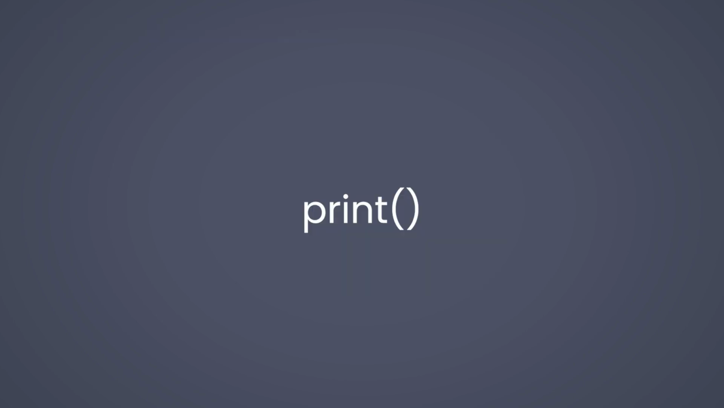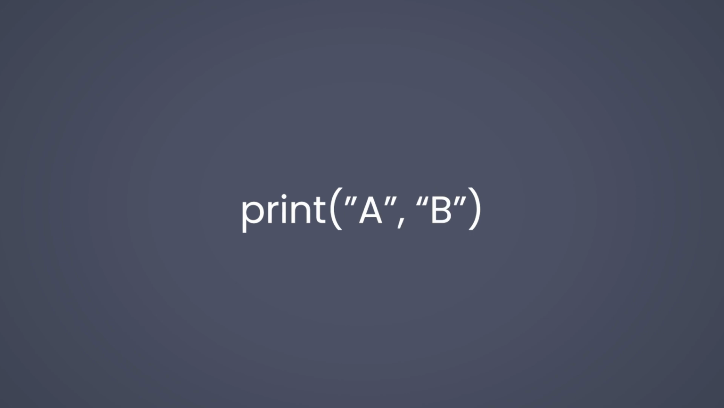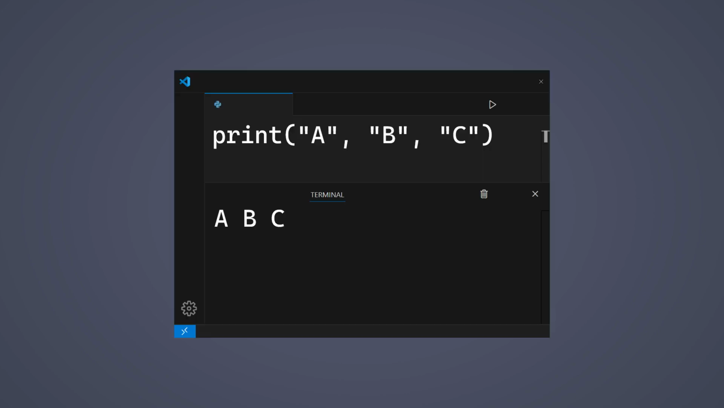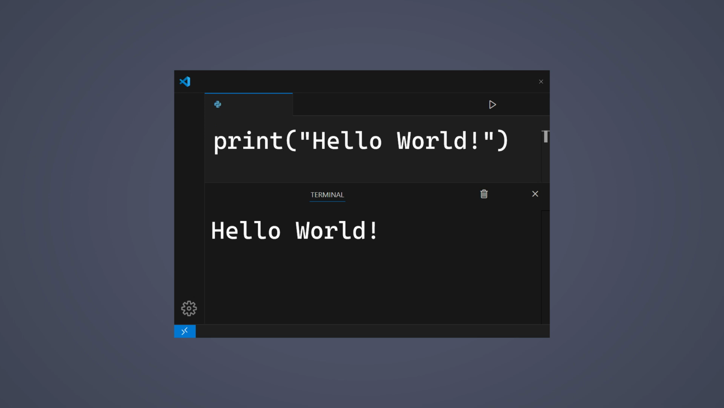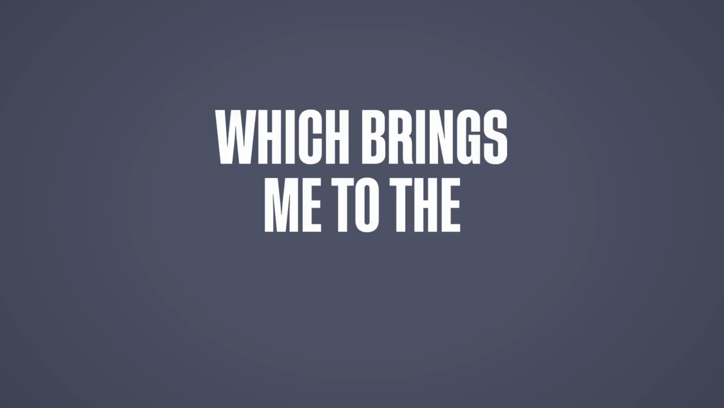Let's take a step back and look at the function again. What is print? Print is a function that takes in as many values as we want and will display all of them to the user's screen separated by a white space. In this case, we're only passing through one argument, which is hello world, but you're not limited to hello world. Which brings me to the next section.